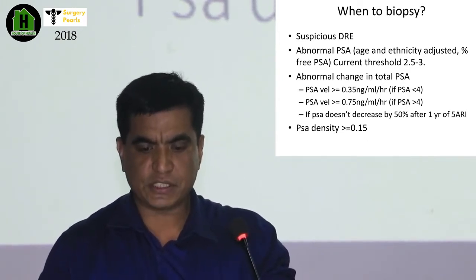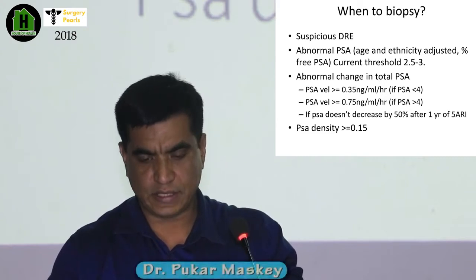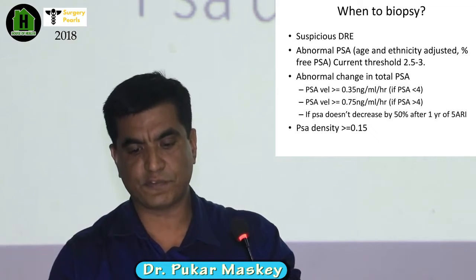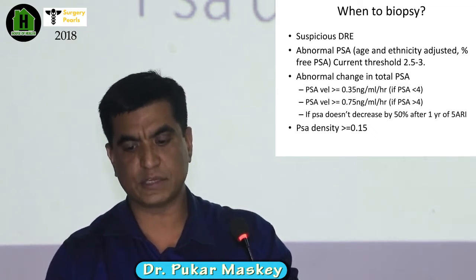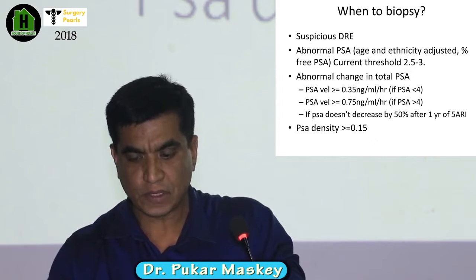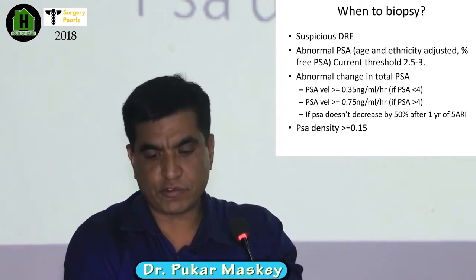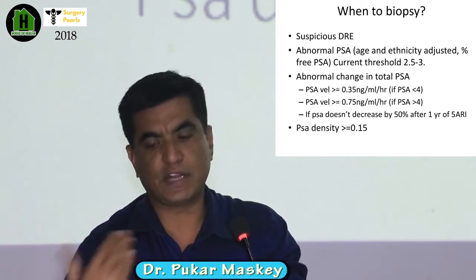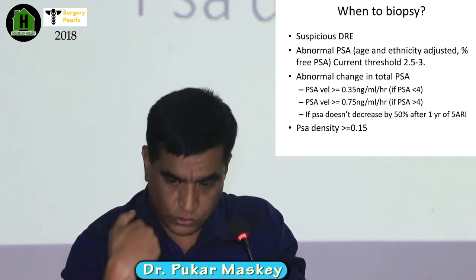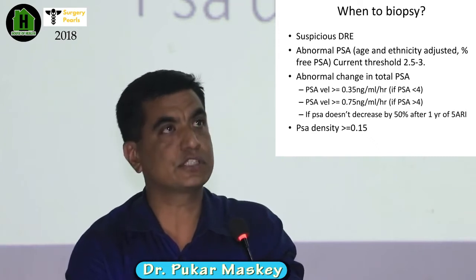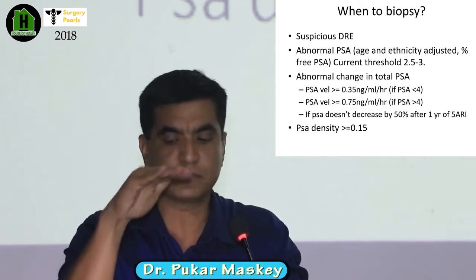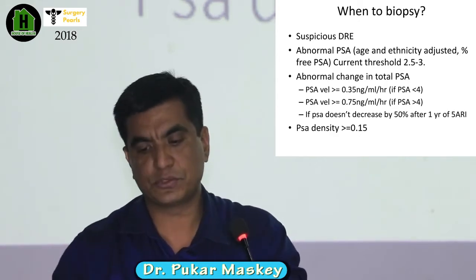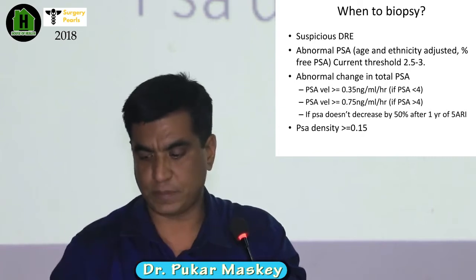There are other parameters like PSA velocity: increasing PSA by more than 0.35 nanogram per year if the PSA is less than 4, and PSA velocity more than 0.5 if PSA is more than 4. And in those patients who are taking finasteride, if the PSA doesn't decrease by 50% after 1 year, remember, in patients taking finasteride, you should always repeat PSA after 6 to 12 months, and the PSA levels should decrease by 50%. So if the initial PSA was 4, after 6 months to 1 year it should be 2. If it is not 2, then you have to do a prostate biopsy.